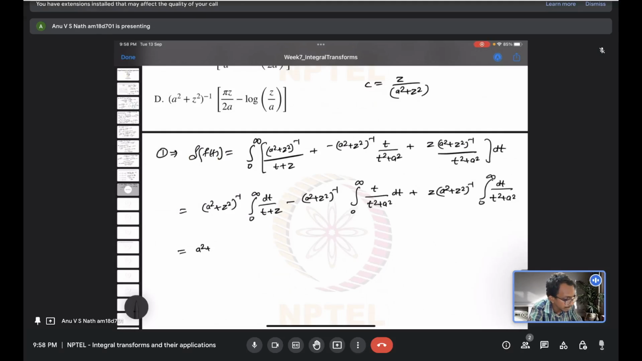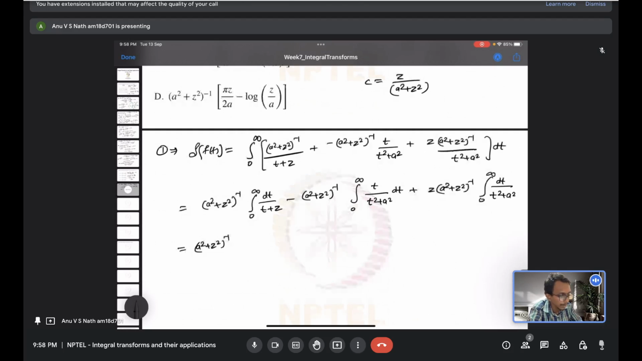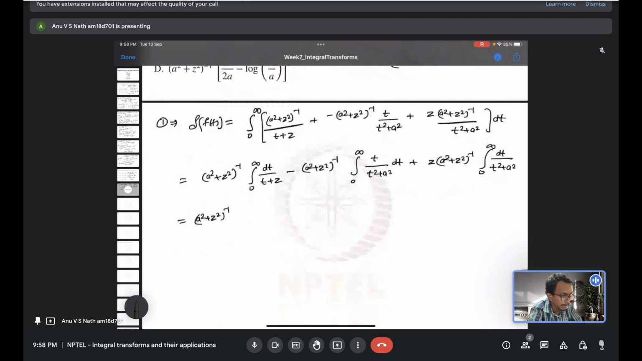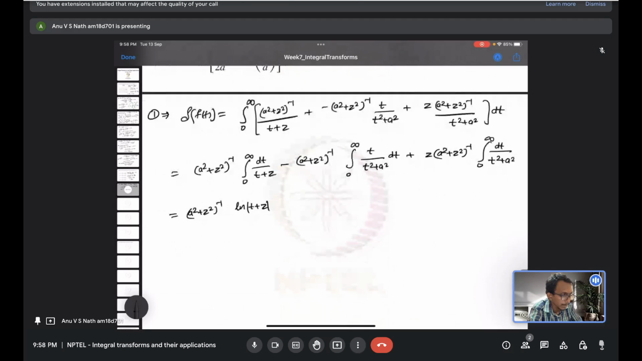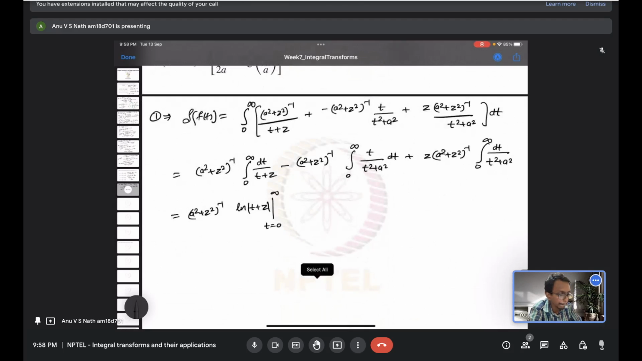So the first one, (a square plus z square) inverse, the first integral is basically 1 by t plus z. So the integral will be just log of t plus z, because its derivative is appearing in the numerator, just 1, right? So it's log of t plus z. Just that the limit t equal to 0 to infinity we need to apply. There is an issue, we cannot apply it right now. If you apply it right now, it's log infinity minus log of 0 plus z, which is log infinity minus log z, and log infinity does not have a definite value. Basically it's infinite, right? So it may seem that it's diverging, but wait for it. That's why we are not applying the limits now.